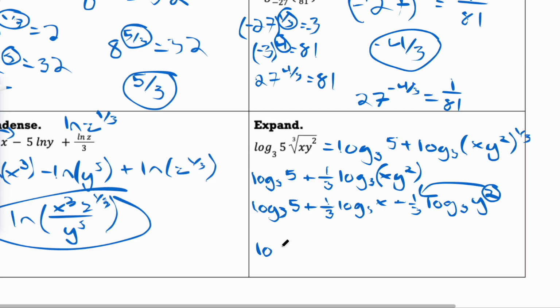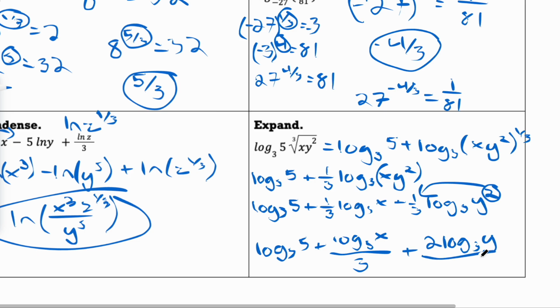We're going to end up getting log base 3 of 5 plus, I'm just going to rewrite this as log base 3 of x over 3 plus 2 times 1/3 is just 2/3. I'm going to write that as 2 log base 3 of y over 3.